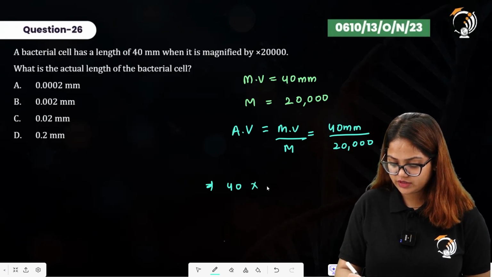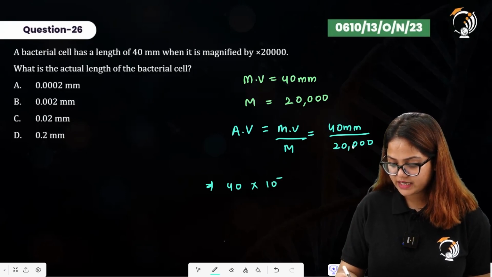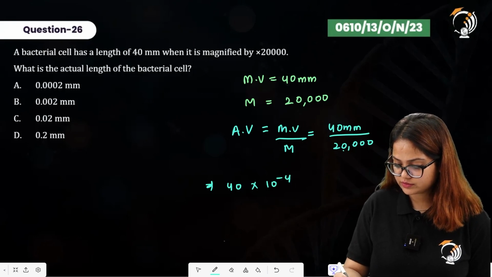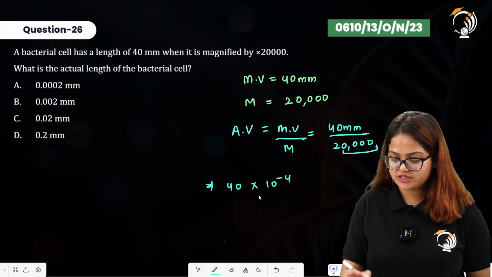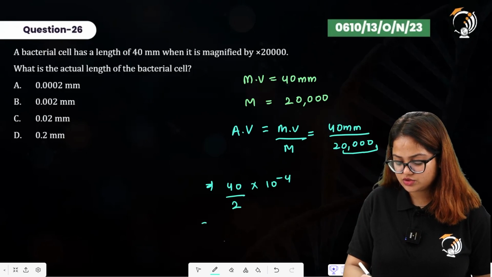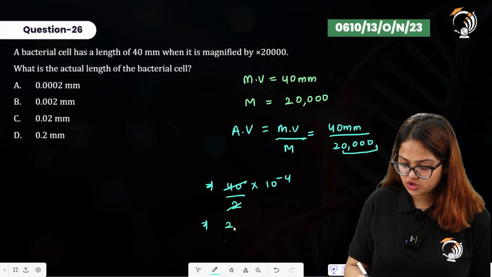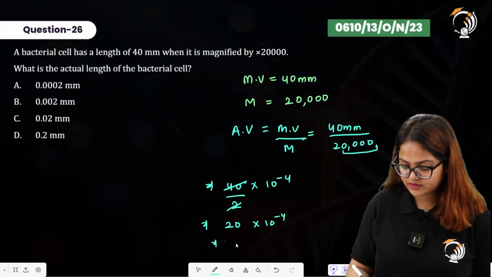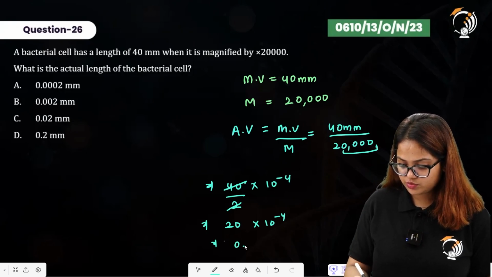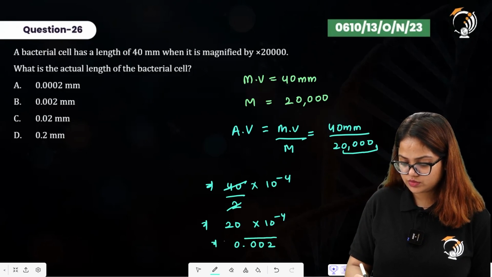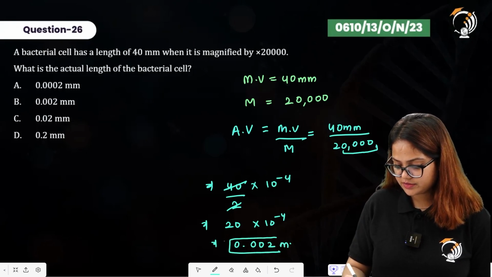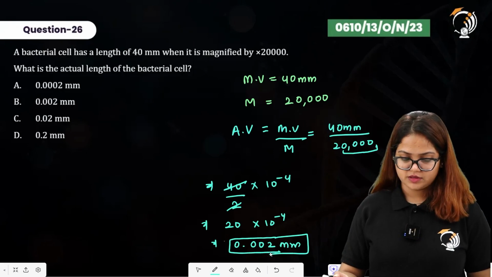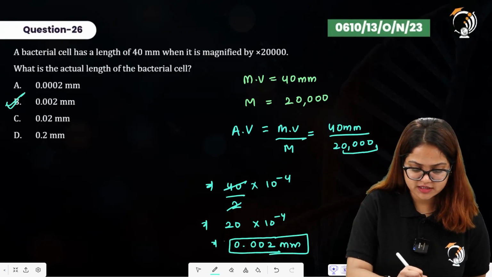This is 40 into 10 to power minus 4, considering the zeros are present in the denominator. This is 2. We got this as 20 into 10 to power minus 4, or you can say that this is 0.002 millimeter. B option is the right one. Alright.